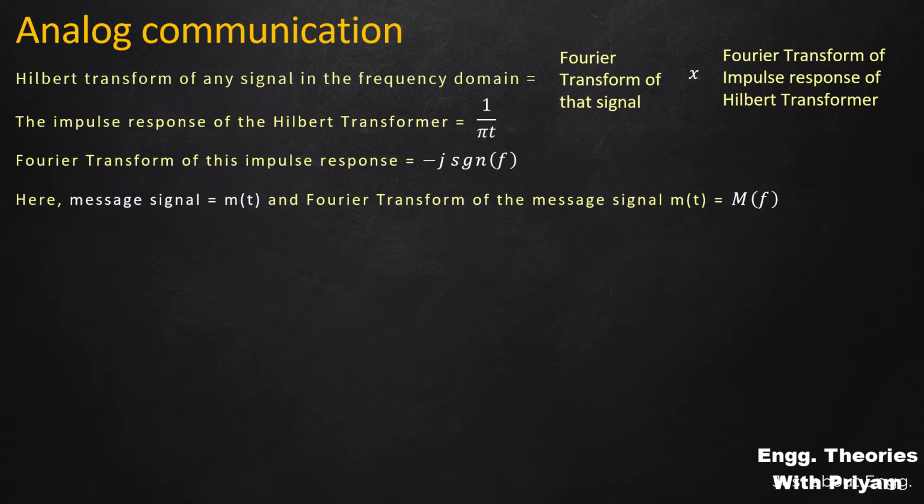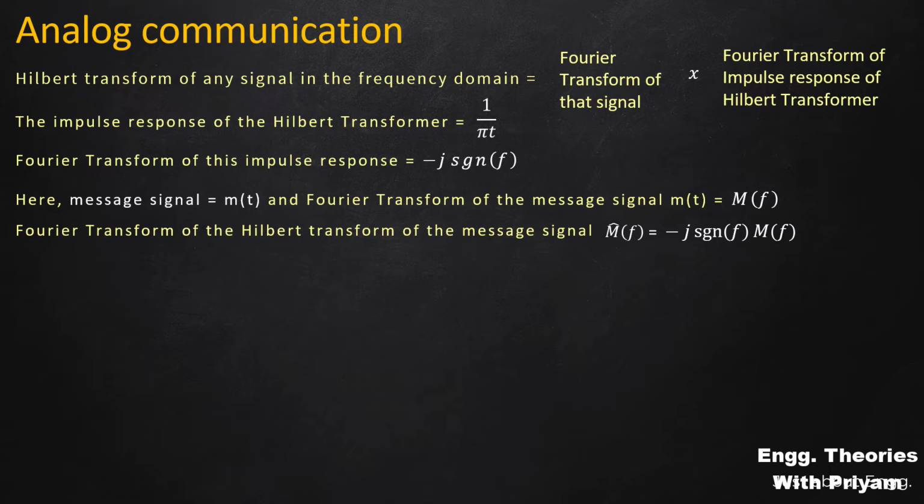Here, the message signal is equal to m(t), and the Fourier transform of the message signal m(t) is equal to capital M of f. Now, we know that the Hilbert transform of any signal in the frequency domain is the multiplication of the Fourier transform of the impulse response of the Hilbert transformer with the Fourier transform of that signal. So, the Fourier transform of the Hilbert transform of the message signal m(t) can be expressed as capital M cap of f, which is equal to minus j signum f into capital M of f.